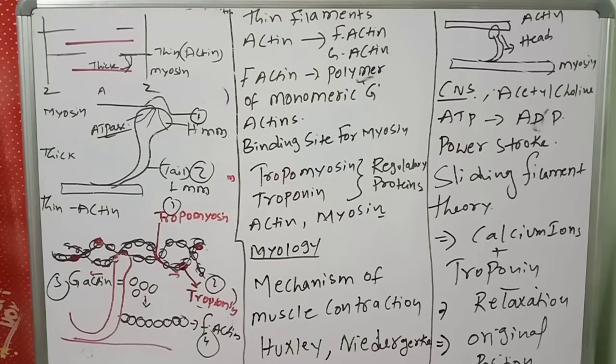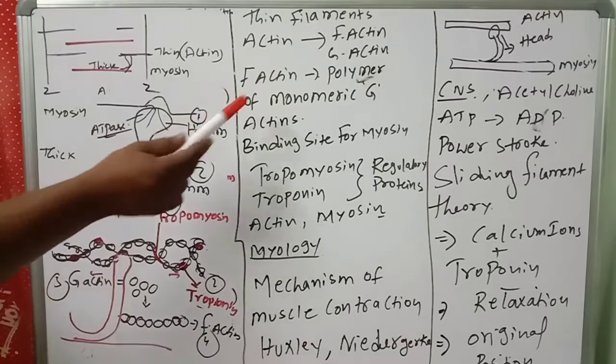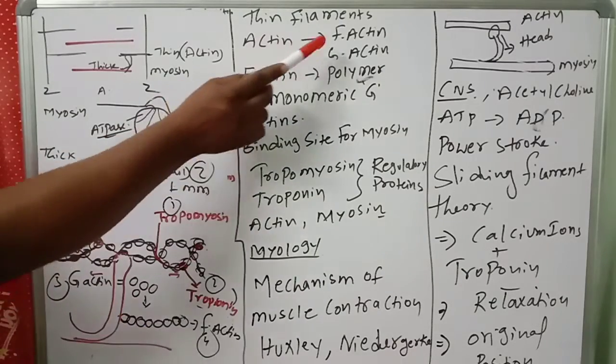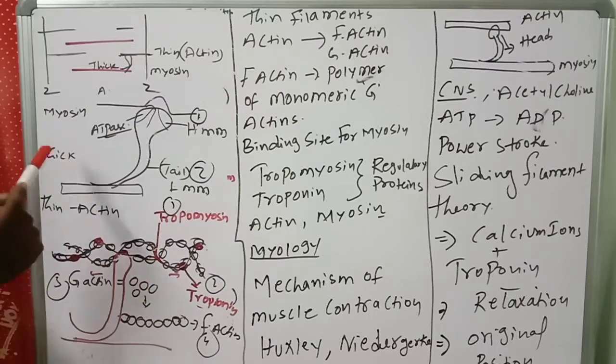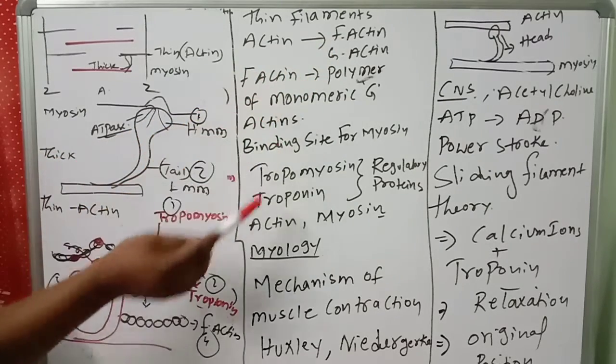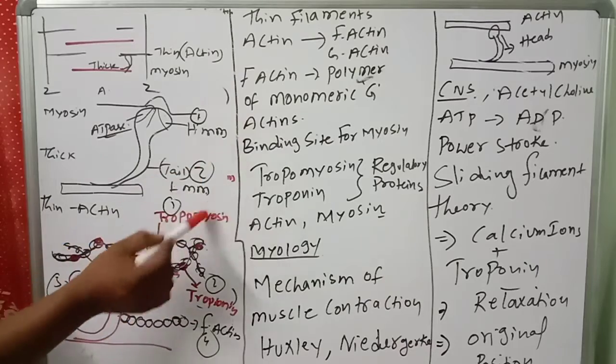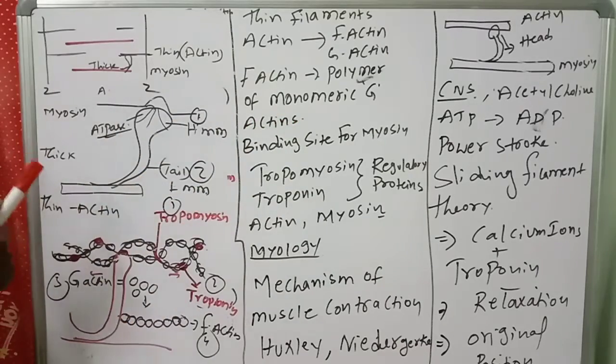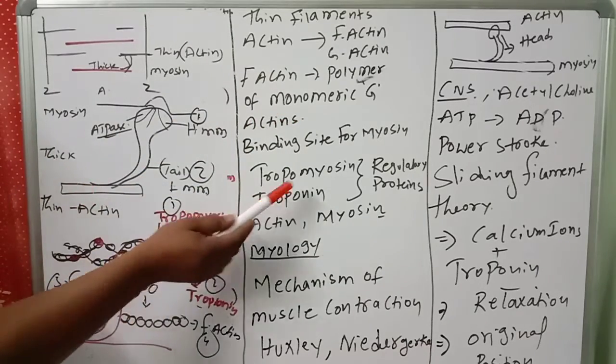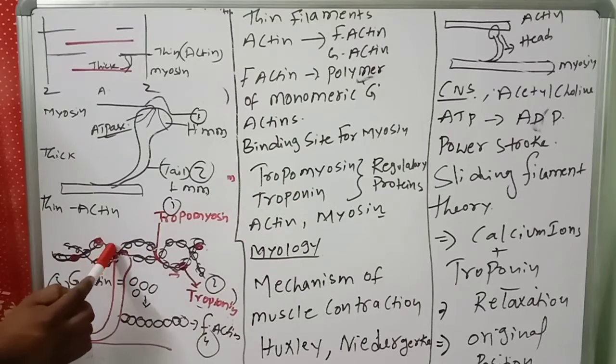Now see, I said this is an actin filament: F actin, G actin, globular actins. F actin is a polymer of monomeric G actins. All G actins together form F actin. Tropomyosin and troponin are regulatory proteins.